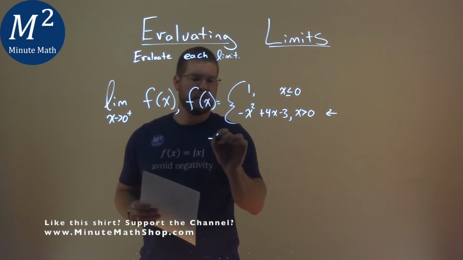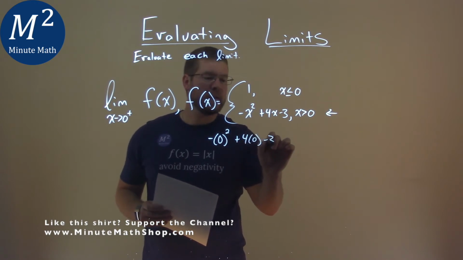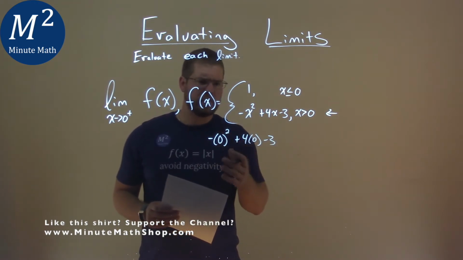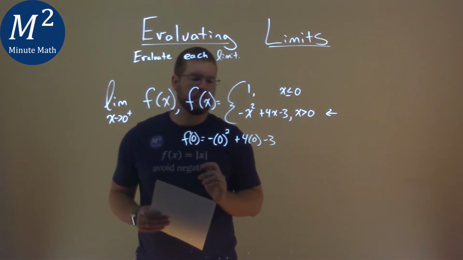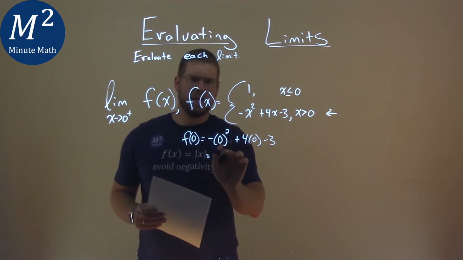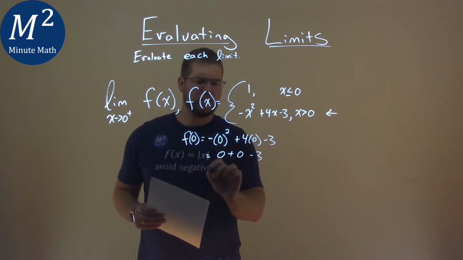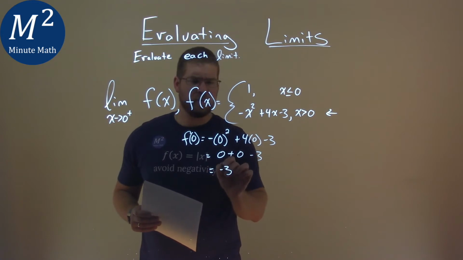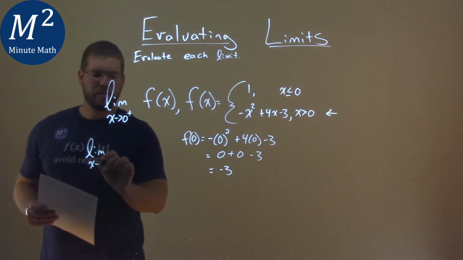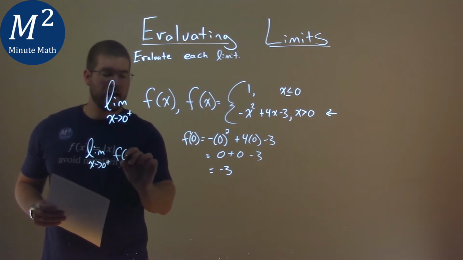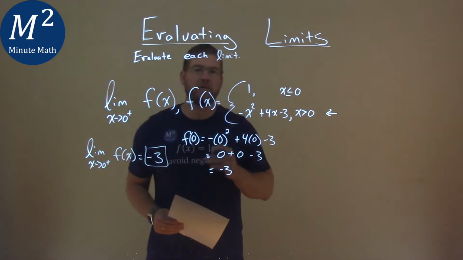So we take the negative, put a 0 in for x squared, plus 4 times 0 minus 3, and let's simplify this. When f of 0, we'll solve it. Well, 0 squared is 0, don't need anything there. 4 times 0 is 0, and we have minus 3. Minus 3 is just left over. So what that tells us is that the limit as x approaches 0 from the right of f of x is equal to negative 3. And that is our final answer.